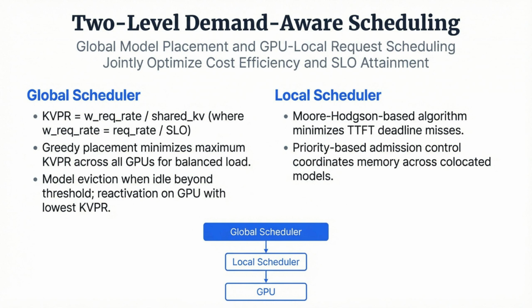Prism's two-level demand-aware scheduling intelligently manages resources. The global scheduler places models using a KV pressure ratio for balanced load and handles model eviction/reactivation. At the GPU level, a local scheduler uses priority-based admission control to manage requests, minimizing deadline misses. These two levels ensure both cost efficiency and high SLO attainment. Next, we'll look at how we tested Prism against existing solutions.